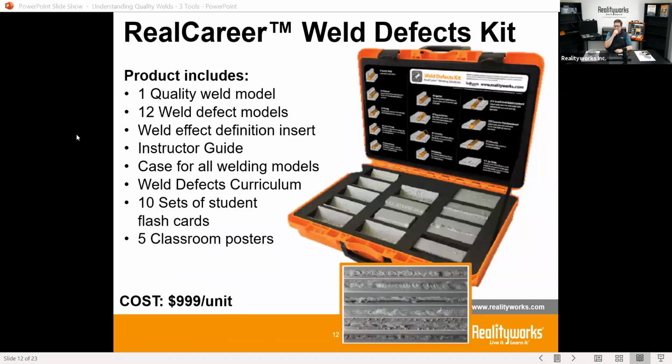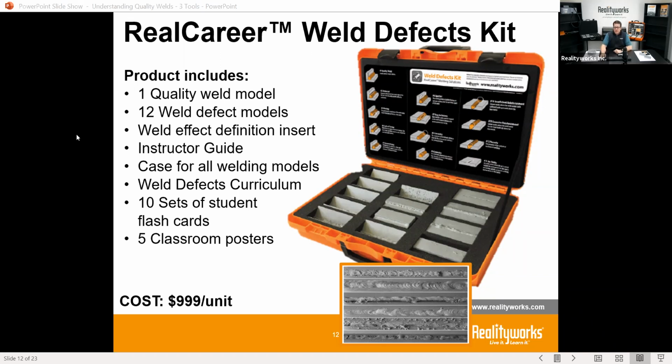Now, we're going to jump to our next product, which is our Weld Defect Kit. All right. Our Weld Defect Kit here has 12 different weld defects. There are actually 13 different molds in it, one of them being a quality weld that shows you what a quality weld is, and then 12 of them showing all the different defects, from things like overlap or undercut. It also comes with a poster set of 5 different posters and flashcards for your students.